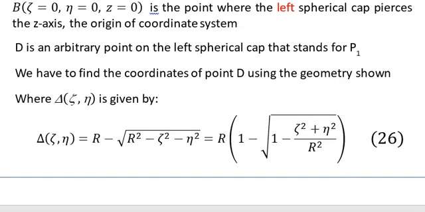For that one, D is an arbitrary point on the left spherical cap that stands for P1. We have to find the coordinates of a point D using the geometry shown, where delta of zeta comma eta is given by delta of zeta comma eta equal to r minus the square root of r square minus zeta square minus eta square, which is equal to capital R times the parenthesis 1 minus the square root of 1 minus zeta square plus eta square over r square. This is equation number 26, which we are going to explain: where delta of zeta and eta comes from and how we computed that one.